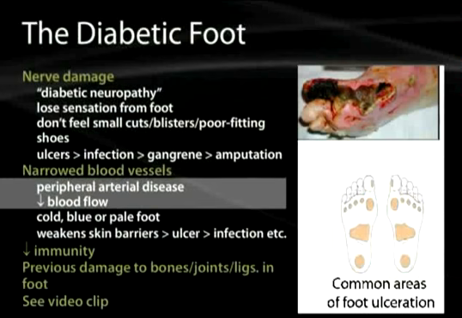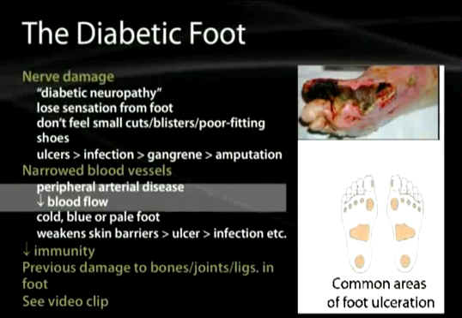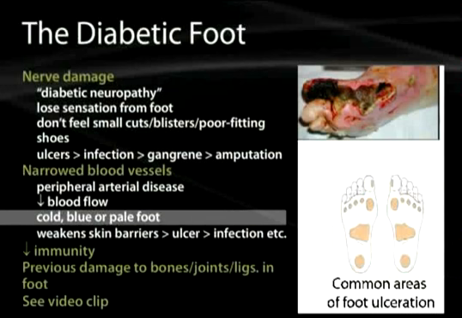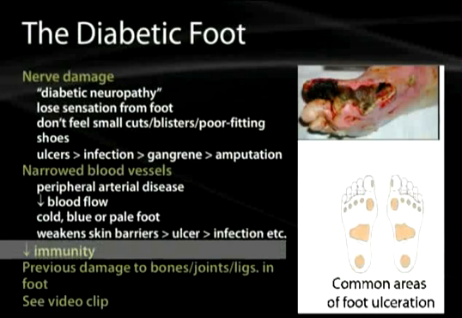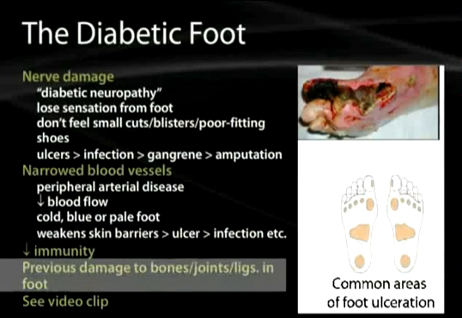Oftentimes this reduced blood flow can be felt in the vessel's pulses, also with the temperature and color of the distal limb. They have decreased immunity, and if they have any previous damage to the bones, joints, or ligaments in the foot, these are also predisposing them to further ulceration.